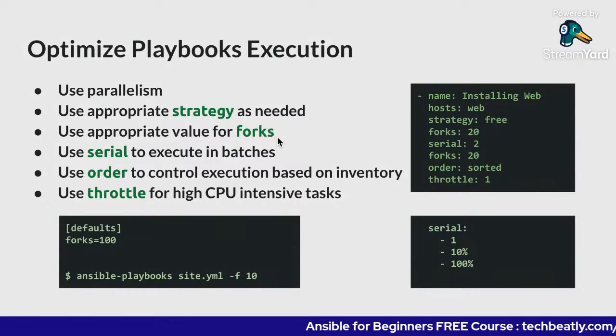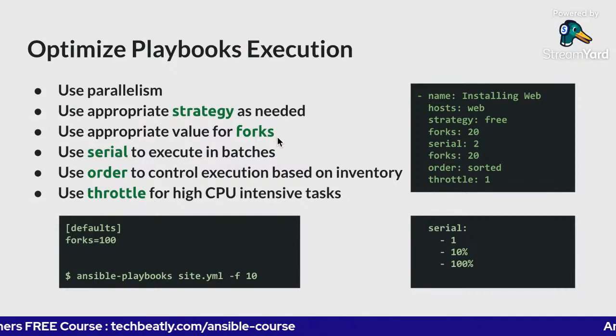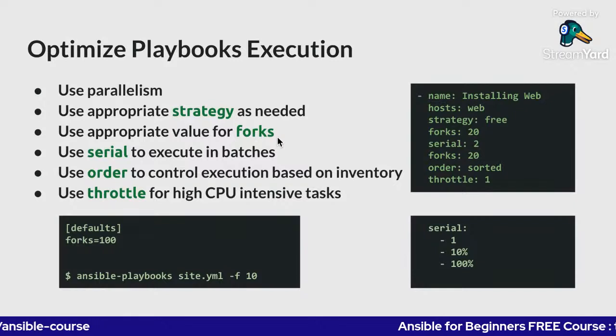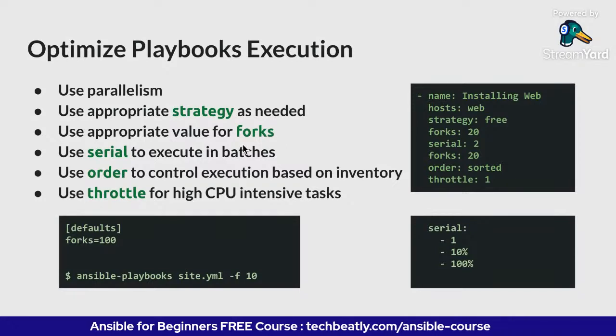So if your machine is something like, let's say, an 8 GB machine, then of course you can do something, some 100 forks is fine. But you just calculate. Let's calculate in the way that each SSH connection will take some 100 MB of memory. You just calculate the value based on that one. So that's the first thing. You can optimize this based on your forks value.